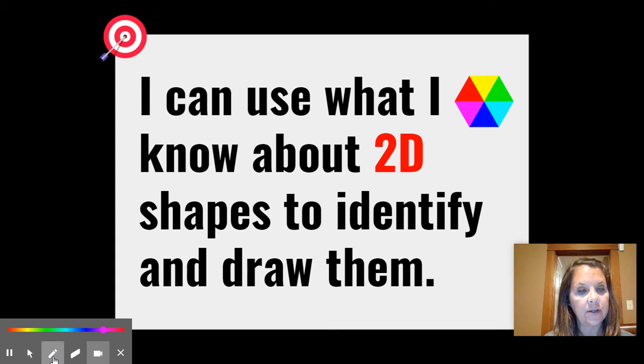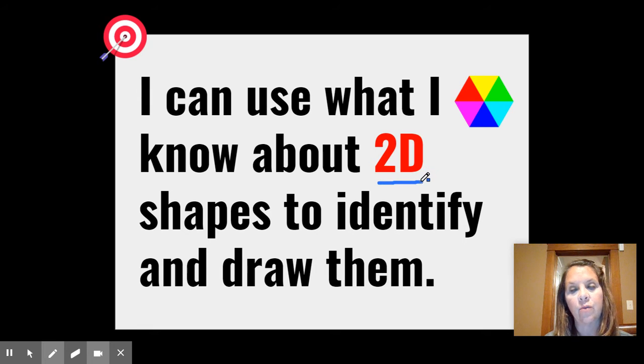So there are a few words in here that I do want to talk about. One of the words, we talked about it yesterday, is the word 2D shape. So a 2D shape means that it has two dimensions. It has a top and it has a bottom. So another way that we name a 2D shape is to call it a flat shape. So it just has the top and the bottom. It does not have the sides.